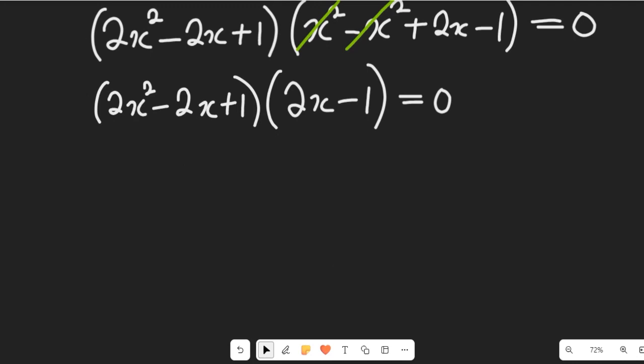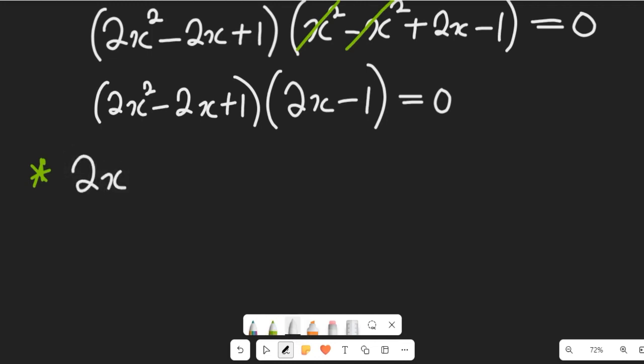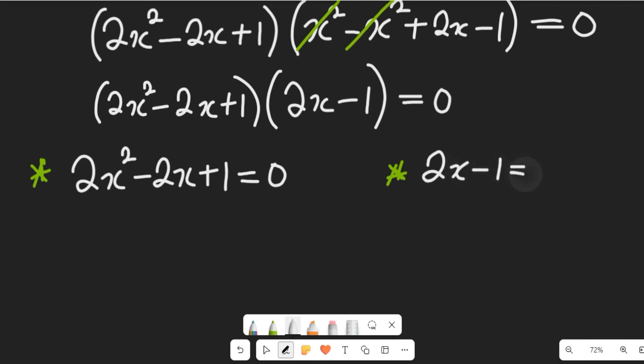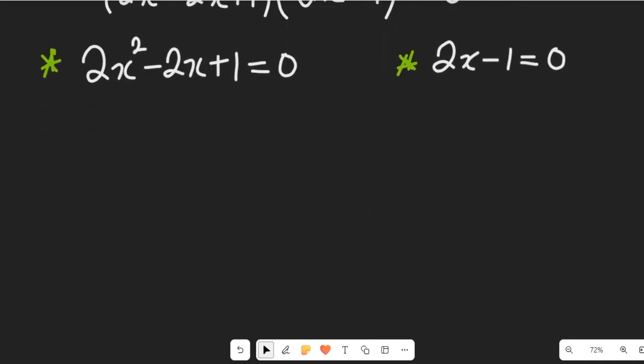This is what we call the zero product rule, and then we are going to bring out these two expressions. The first expression will have 2x squared minus 2x plus 1 equal to 0. And from the second case, we'll have 2x minus 1 equal to 0. Great. So if we simplify these two expressions, we are going to have all the values of x.